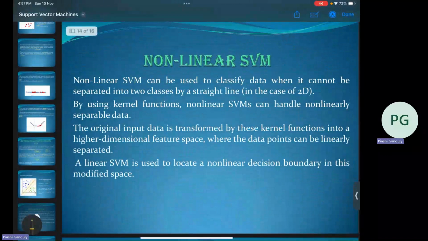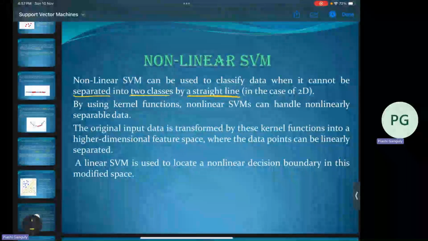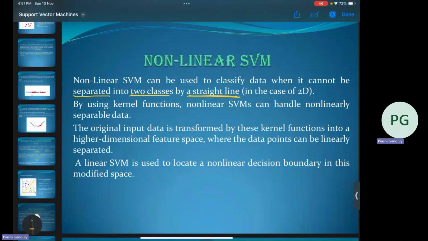Nonlinear SVM can be used to classify data when it cannot be separated into two classes by a single straight line. By using kernel functions, nonlinear SVMs can handle non-linearly separable data. The original input is transformed by these kernel functions into a higher dimensional feature space where the data points can be linearly separated. So a linear SVM is used to locate a nonlinear decision boundary in this modified space.